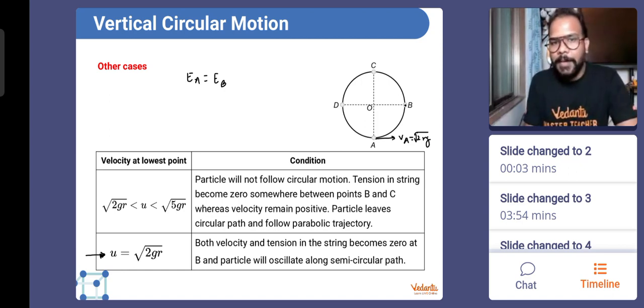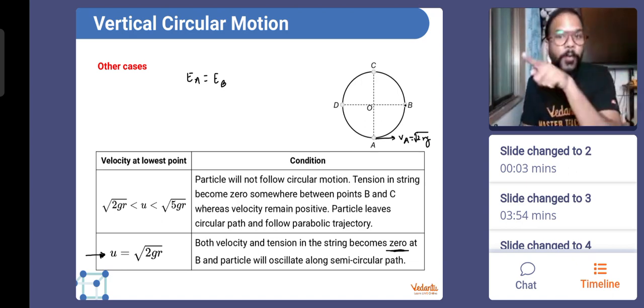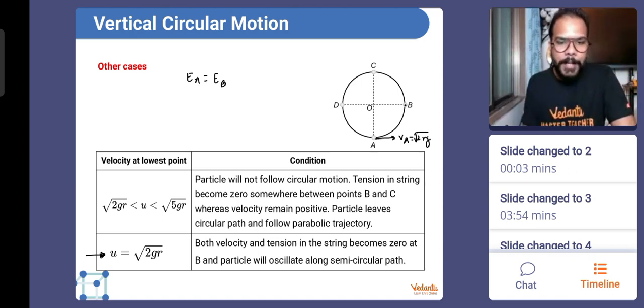Okay, everyone? So body at B will stop. Why? Because its entire kinetic will become potential at B. So both velocity and tension in the string will become zero, which was happening at C when you were throwing it with under root 4 rg. Okay, so both tension and velocity become zero at B, and also particle will oscillate in the circular motion. Means B to D, D to B, B to D, D to B. That is the kind of oscillation which will happen if you throw the body with velocity under root 2 rg.